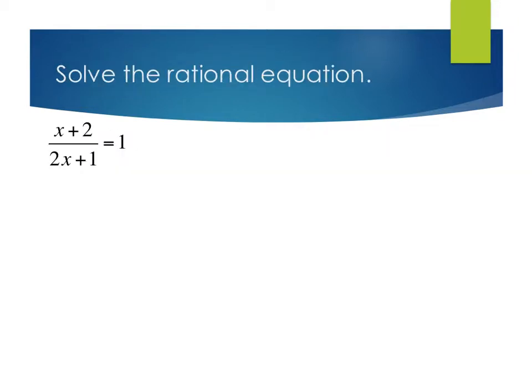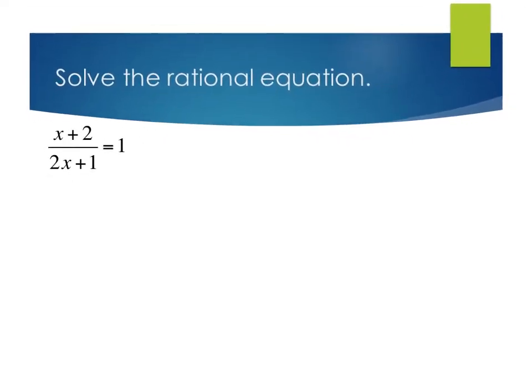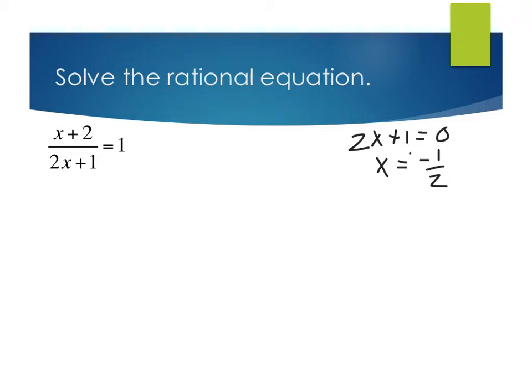So here's our first example. We're going to go ahead and first look at any values that would make this undefined. That means that the bottom can't be 0. So if I set the bottom equal to 0, we get 2x plus 1 equals 0, which when I solve for x, x equals negative 1/2. So that would make the bottom 0, so that's a value that can't happen. x cannot equal negative 1/2.